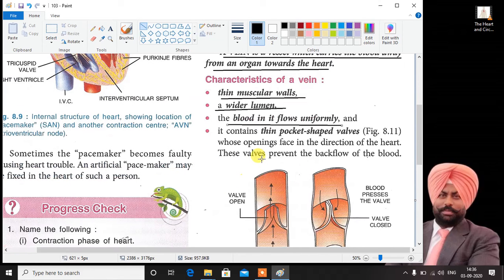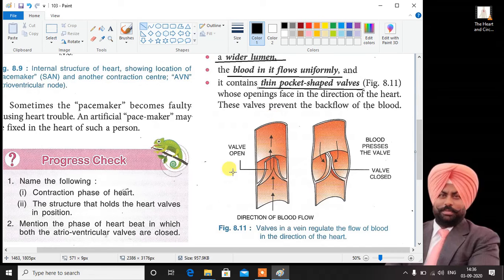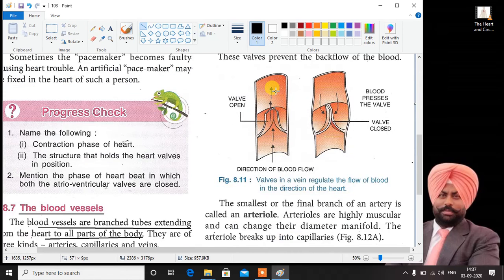Veins also have thin pocket-shaped valves in them. Here you can see in the diagram with the help of the cursor, these are the valves present in the vein. These valves do not allow the blood to move back. Hence we can say that the veins contain thin pocket-shaped valves.